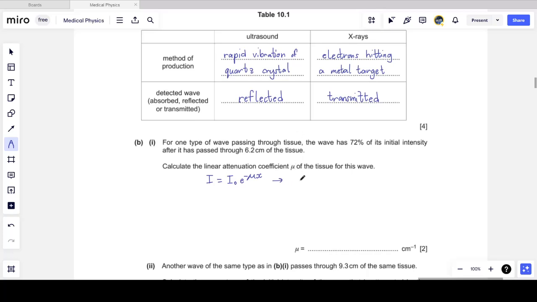So this equation applies to X-rays and ultrasound. And what I know is that the final, measured intensity is 72% of the initial intensity. So 0.72 I naught is equal to I naught e to the minus mu x. And what I want to find is the linear attenuation coefficient mu.